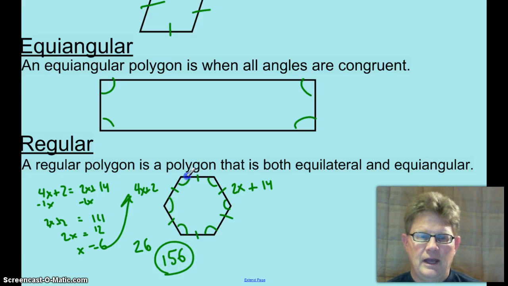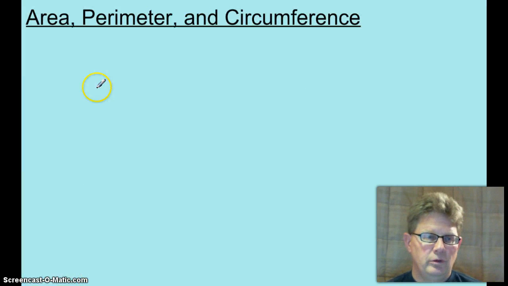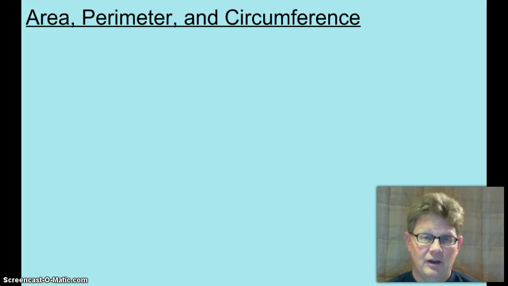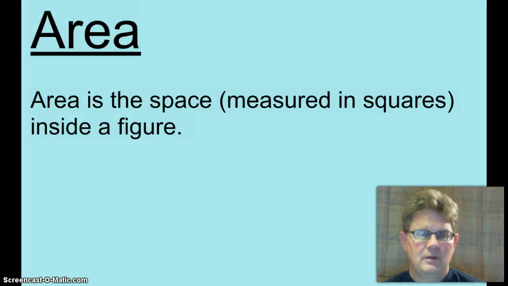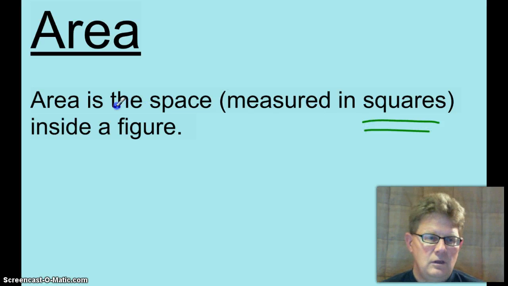Alright, that's about all I have to say on polygons. So let's move on to area, perimeter, and circumference. Area is the space measured in squares inside a figure.